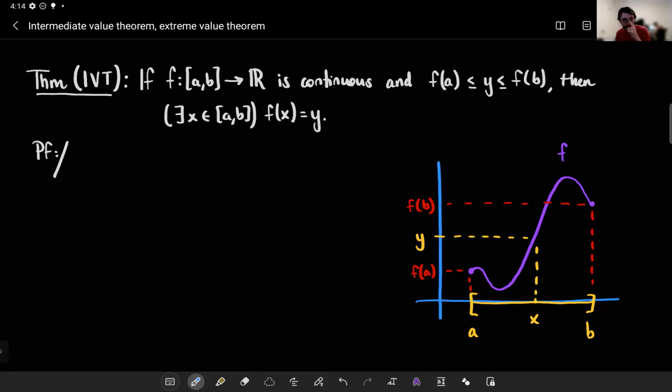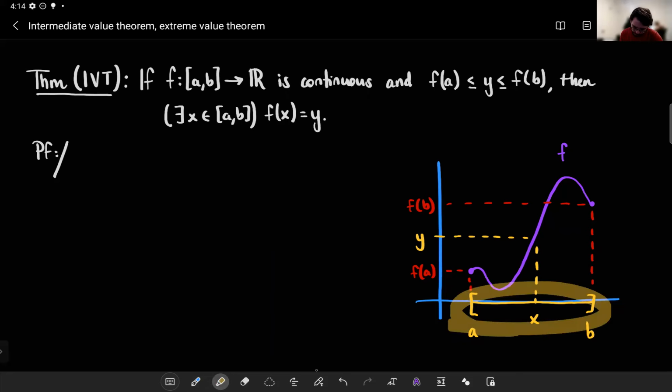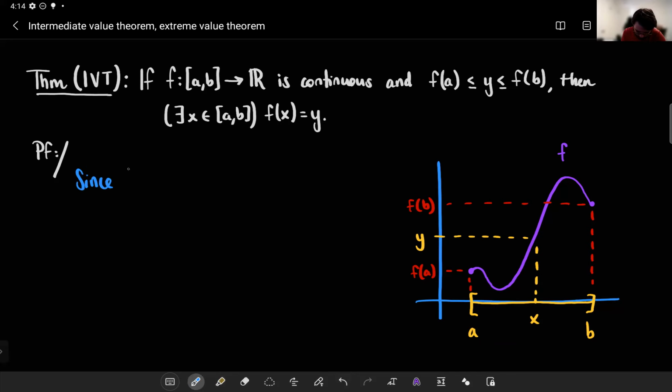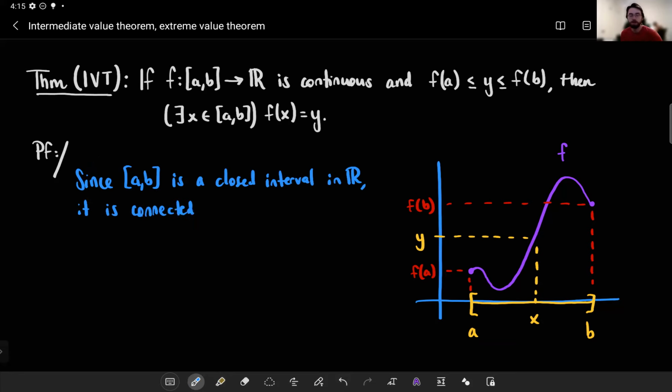The way we can see it uses the idea of connectedness. So we know we're starting with a closed interval in the real line. So I'll say since [a,b] is a closed interval in R, it is connected. And that's something we didn't prove, but hopefully we just trust is true. It's not terribly difficult to prove, it's just kind of tedious. It certainly looks like it should be connected.